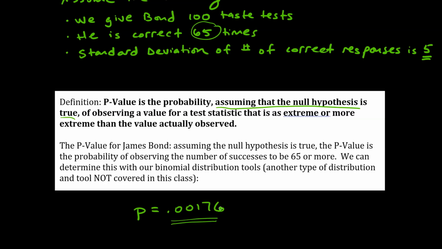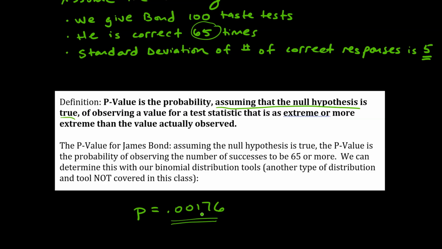I guess one decision that we could make is we could say, wow, James Bond really doesn't have the ability to tell the difference between a martini that's shaken or stirred, and he just got really lucky. You could say that, 2 out of 1,000 times, or between 1 and 2 out of 1,000 times, that would happen to somebody who doesn't know the difference between a martini that's shaken or stirred.